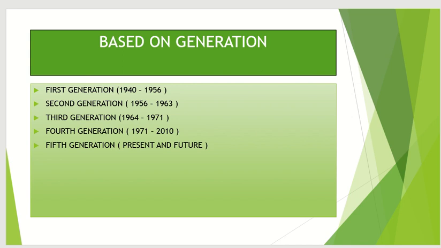The third generation computers were used between 1964 and 1971. They used integrated circuits. During this generation, C, C++, Java, etc. were developed. Next, we come to fourth generation computers.